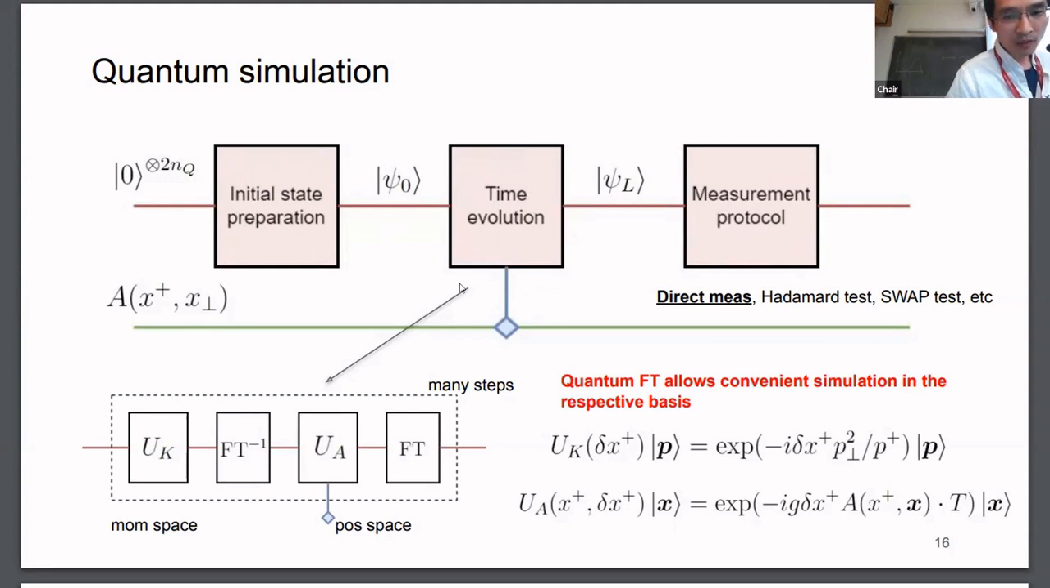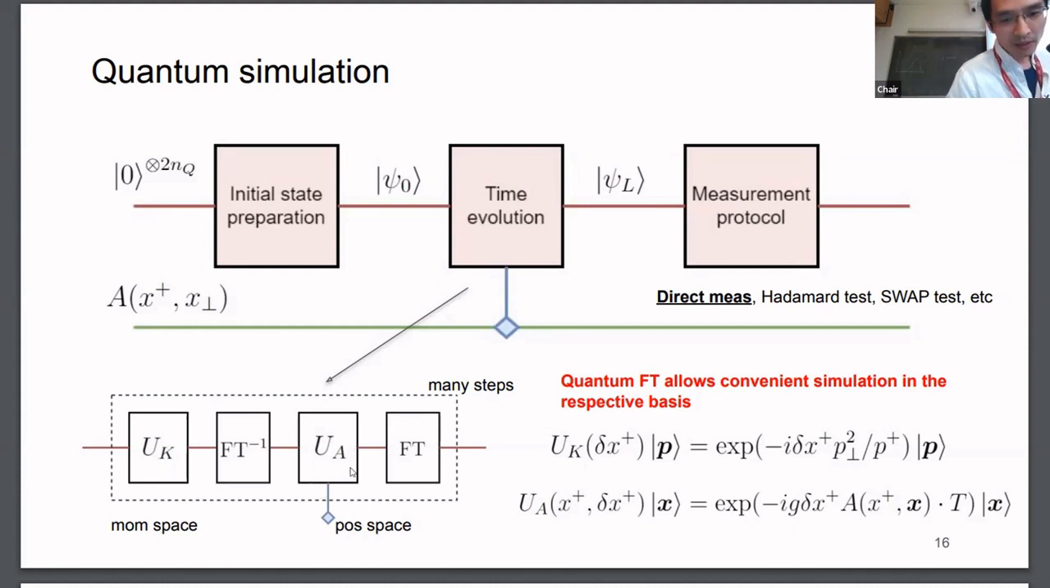And for time evolution, depending on how you want to compute this, it can be divided into many different steps. In each step, you have this unitary operator from the kinetic energy term, which is in the momentum space, as you can see here. You can see my mouse, right? Yeah. And then we use an inverse Fourier transform to go to the position space and compute the field, and then we Fourier transform back to the momentum space. So this block will be repeated many steps.